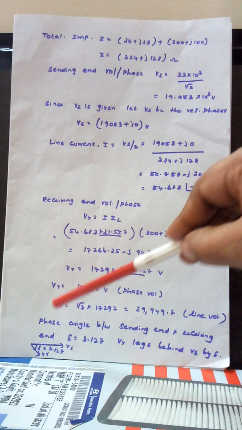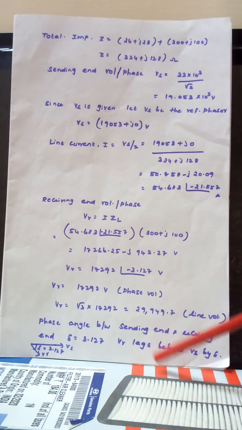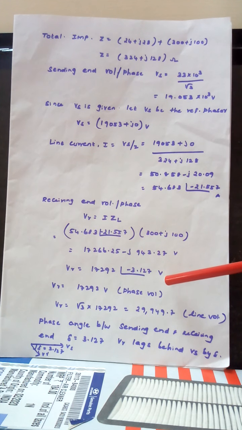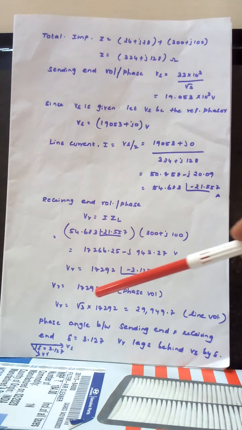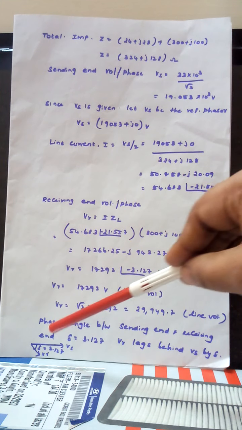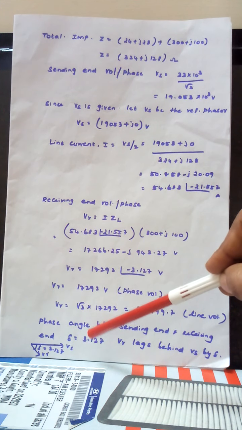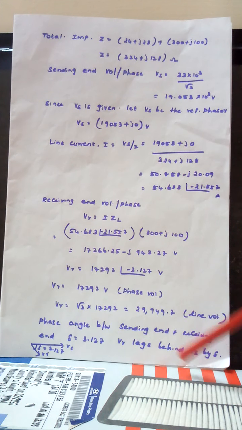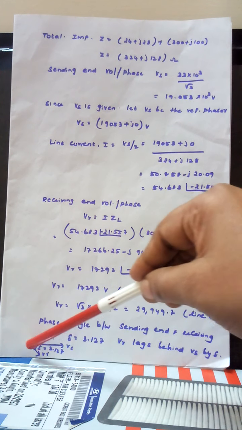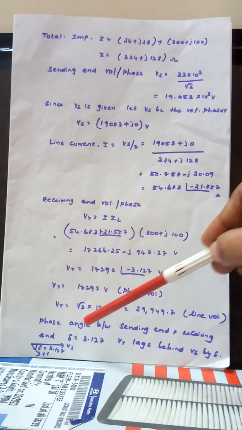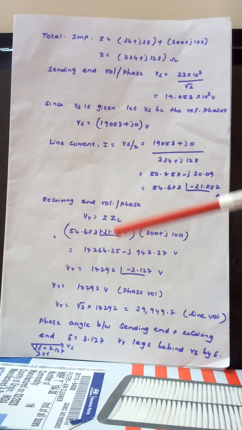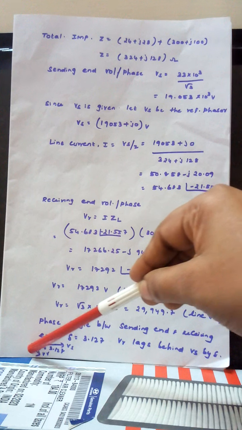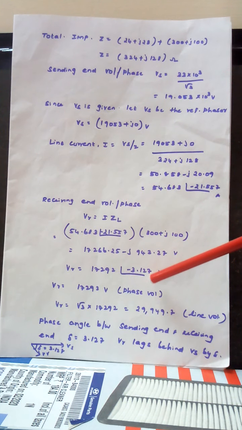Here we have to find the phase angle between these two voltages. We are getting VR at an angle of minus 3.127. That means the phase angle between the sending and receiving end voltages is δ, and δ is 3.127. Here we are getting a negative value, so VR lags behind the voltage Vs by angle δ. That's why we are drawing it like this because of the negative. So VR lags behind Vs by an angle δ. We draw Vs and VR, and the δ value we got is 3.127.